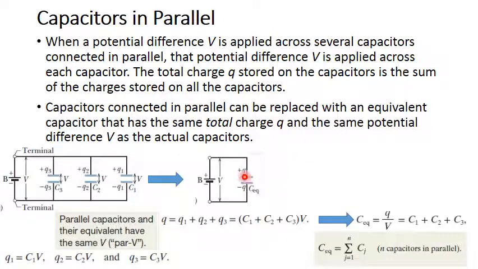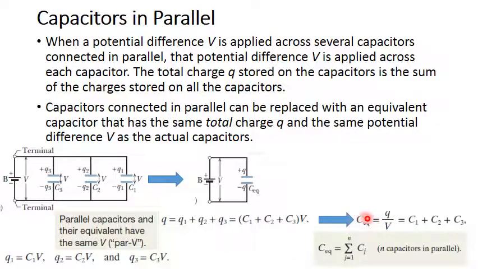Q3. Capacitors connected in parallel can be replaced with an equivalent capacitor that has a total charge Q and the same potential difference. So if we replace this parallel connection with only one capacitor, such that when the potential is V, the charge Q would be C equivalent multiplied by V, where Q would equal Q1 plus Q2 plus Q3, which is actually C1 multiplied by V plus C2 multiplied by V plus C3 multiplied by V.